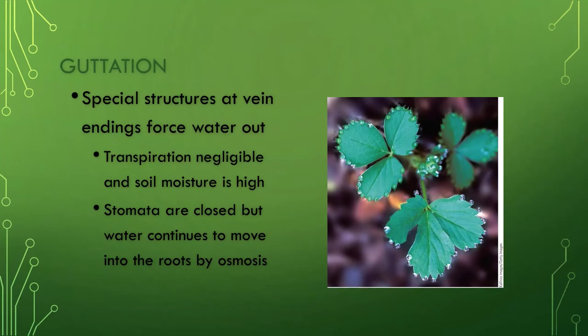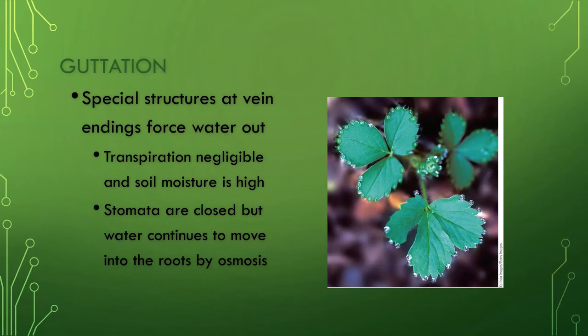There's another process referred to as guttation. This process usually occurs in low-growing plants at night. There are special structures at the vein endings that can force water out, because at night transpiration can become negligible, but the soil moisture can be very high, and so the plant can fill up with water, and the xylem at the ends can force that water out.